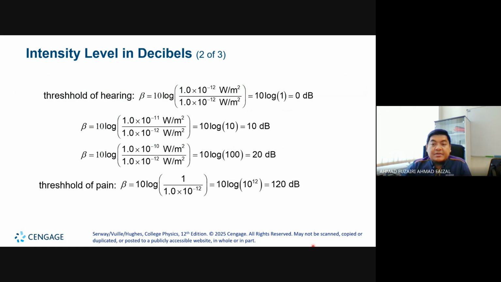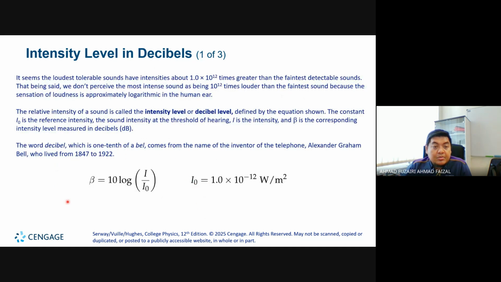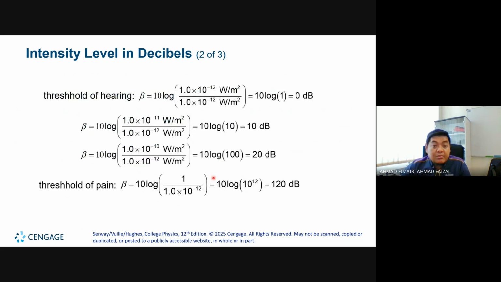Let's get a feel for various decibel levels, right? So first let's substitute the threshold of hearing intensity into this equation. From this result, we see that the lower threshold of human hearing has been chosen to be 0 on the decibel scale. How is 0 possible? When you put beta equal to 10 log of I over I naught, remember, in the previous slide, we have the equation beta equals 10 log I over I naught, where I naught is 1 times 10 to the power of negative 12. So as the first problem, we took I, this one.